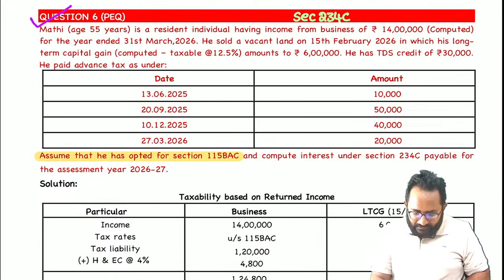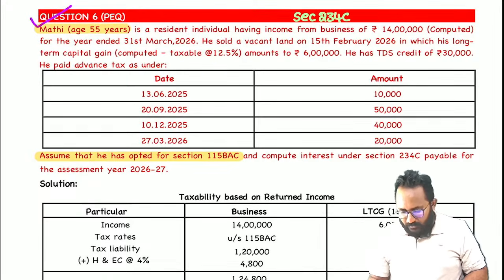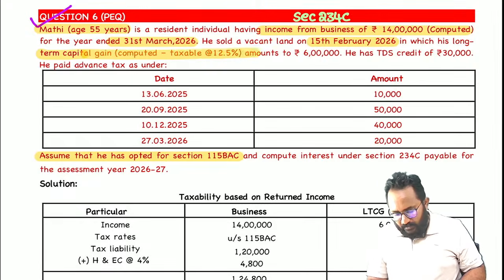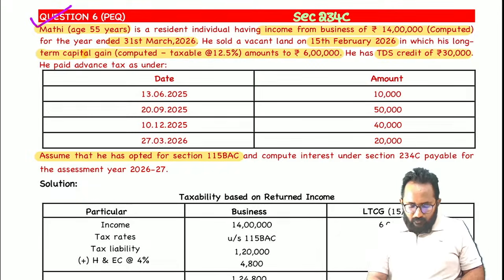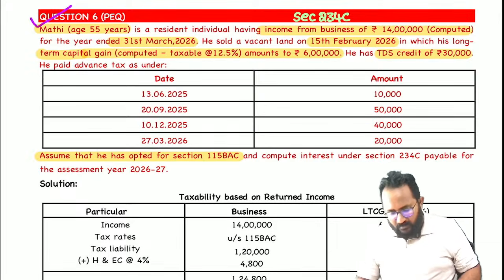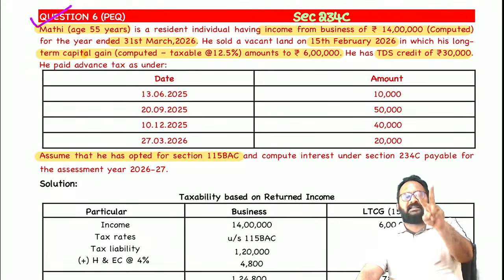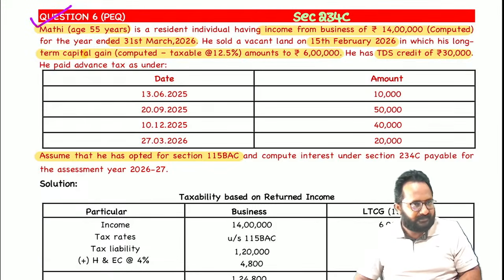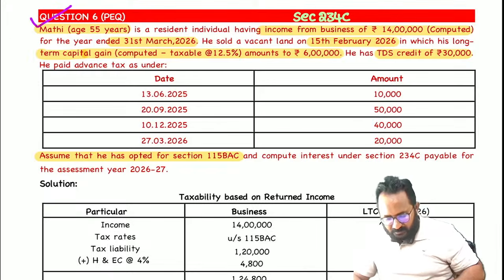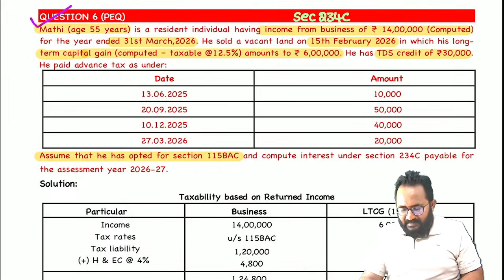What is the age of the assessee? 45. What is the business income she has? 14 lakh. Vacant land she sold in February 2026. Long-term capital gain taxable at this rate. How much? 6 lakh. TDS credit is also there, and advance tax payment details are also given. Listen to the question first of all. How many incomes does she have? 2. Business income and capital gain income. And TDS credit is also given.